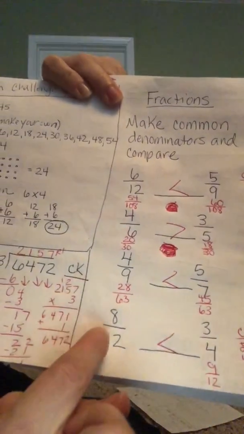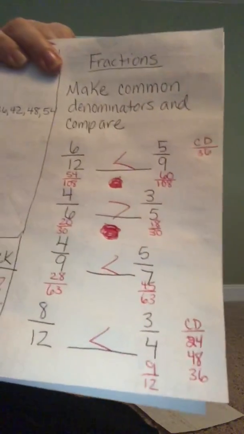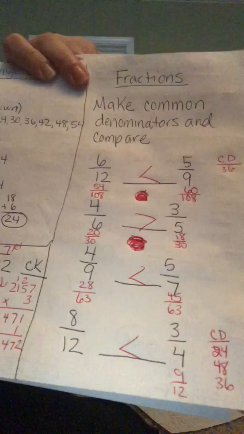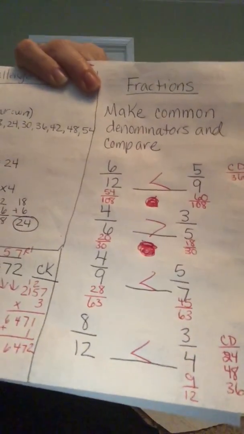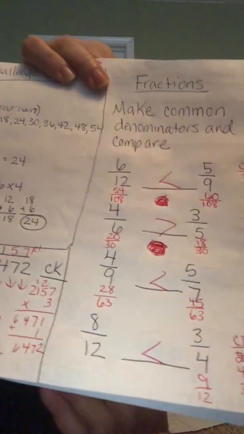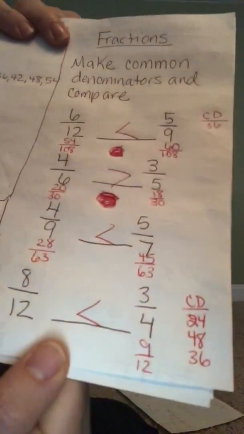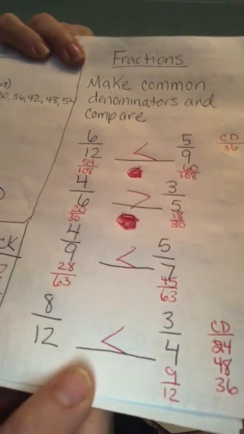You could have also just done 12 times 4 and gotten 48 as your common denominator. Also 24 would have worked. Also 36 would have worked. So any of those would work, and you still should have gotten the same sign on the line, regardless of which common denominator you used, as long as you multiply the top and the bottom by the same number. All right, so math challenge number 7.